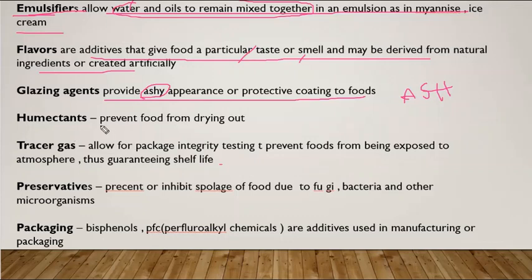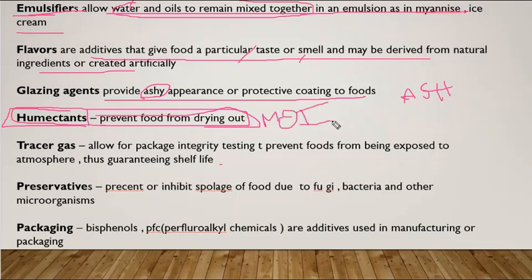Okay. Humectants prevent food from drying out. So these terms are very important because they can be a direct question. So what are humectants? If you know the definition, then you can say it prevents food from drying out, which means it helps to retain the moisture content. So that is the major difference.